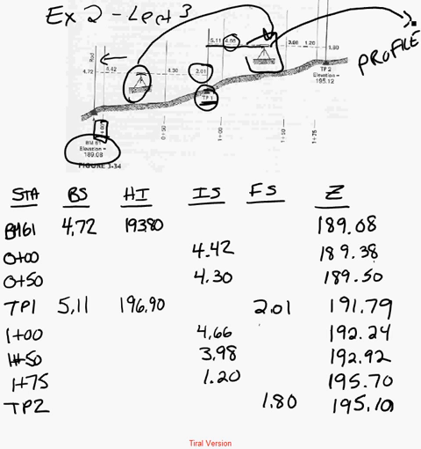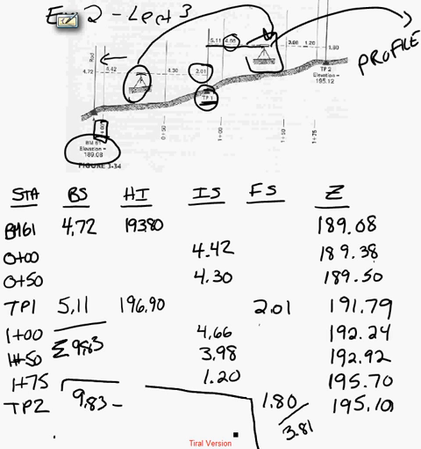Now, let's do the arithmetic check. The sum of my back sights is going to be 9.83 feet. The sum of my foresights is 3.81 feet. So if I subtract the two, I'm going to put a line here to differentiate this: 9.83 minus 3.81 gives me a change in elevation here of 6.02 feet.